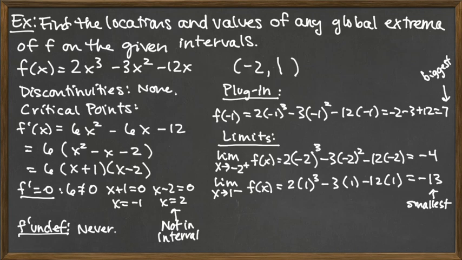And so the biggest did come from a plug-in value. So we have global max, because that's where the biggest is, of 7 at x equals negative 1. And the smallest came from a limit value, and so then our conclusion there is no global min.